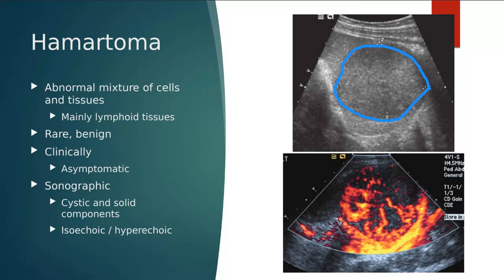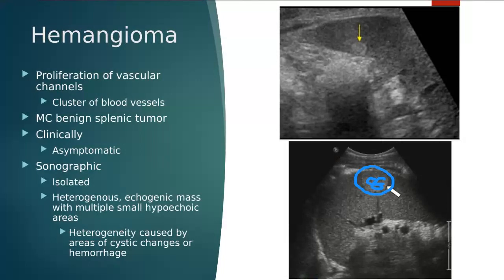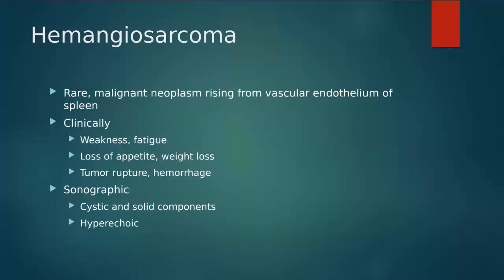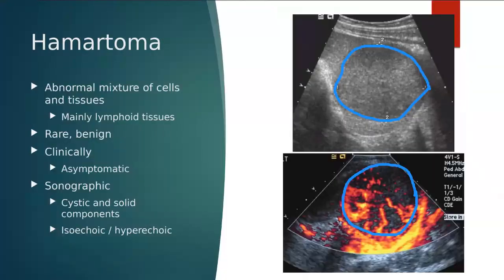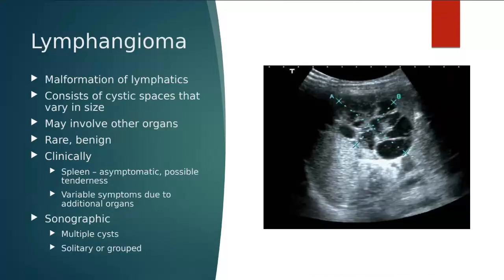And again here, showing that this is a solid tumor with active vessels in it. Not to be confused with a hemangioma, right? A hemangioma is very hyperechoic. A hamartoma is a mixture of cells, so it's not going to be as hyperechoic as that collection of vessels in a hemangioma, but it is going to have some other similar characteristics.